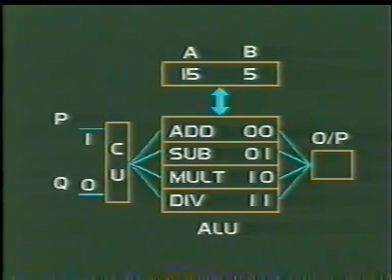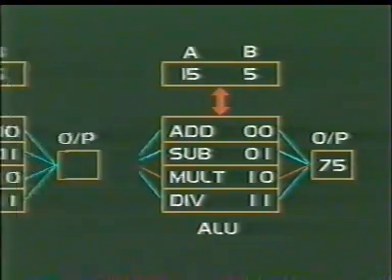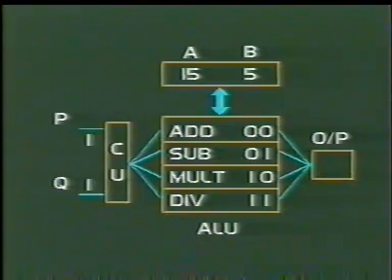Let us make the input 1, 0. It will multiply and the output is 75. If we make the input 1, 1, the output is 3.